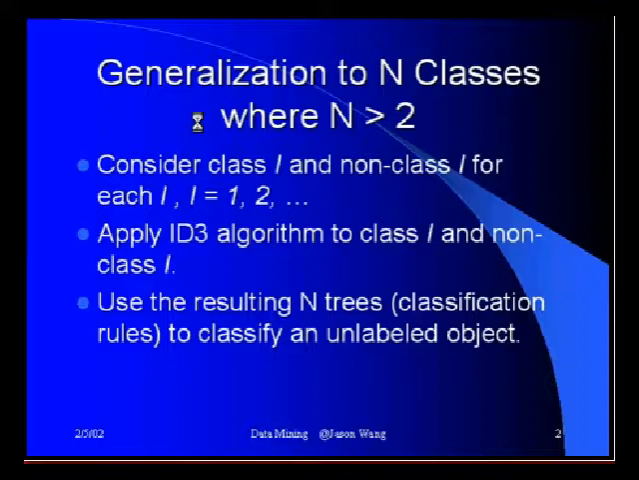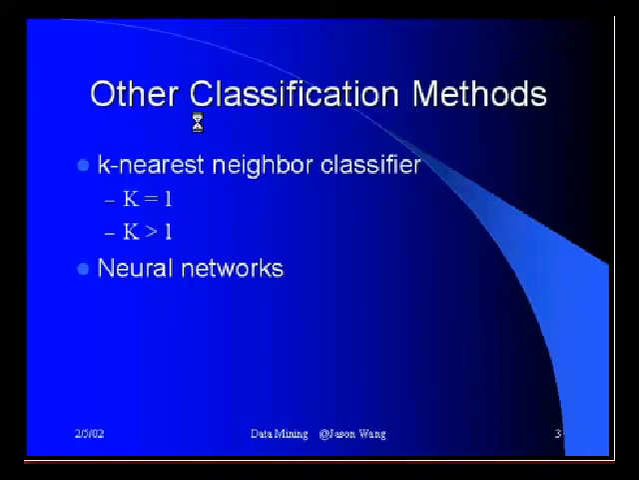ID3 or C4.5 is one of the most famous classification algorithms. And that algorithm, as we pointed out last time, is suitable for categorical attributes with non-continuous values. There are many other classification algorithms that can be used for continuous values, or for some other type of attributes. Here, I'm showing you two additional classifiers.